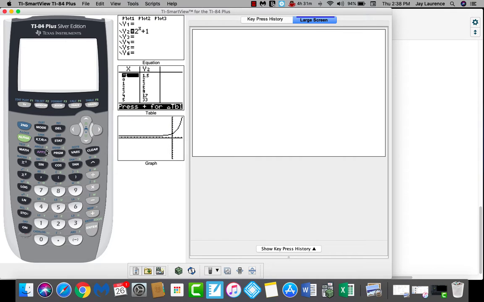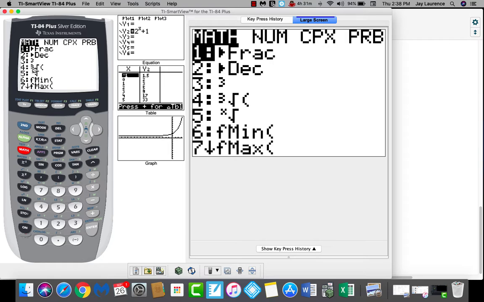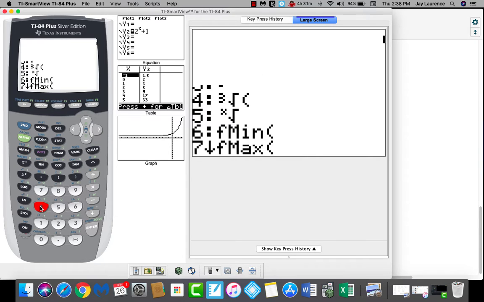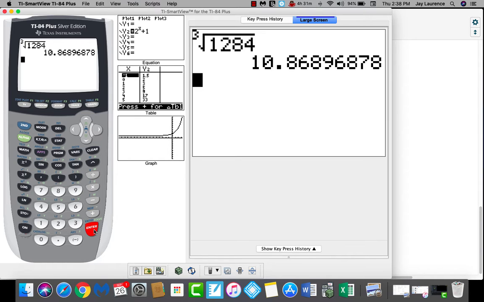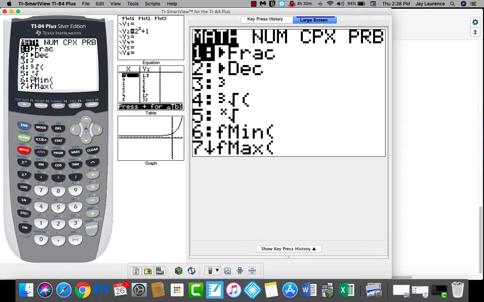Now, if you're on a calculator like me, you want the math button. Okay, and number 4 is the cube root. That's right there. So I'll hit 4, and I'll type 1,284. Okay, so if I round that to the nearest tenth, I get about 10 and 9 tenths. Now, if you're not on a calculator like this, your cube root is probably above this button. On this one, it's not, but it's probably above this button. And it looks like this, x root. It's for doing any root you want.